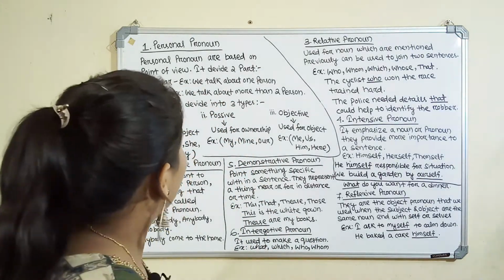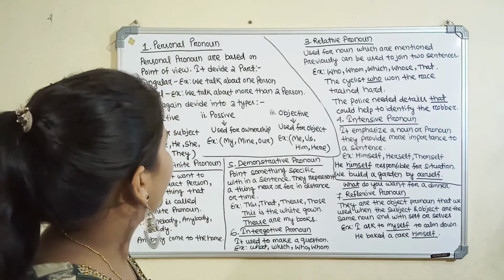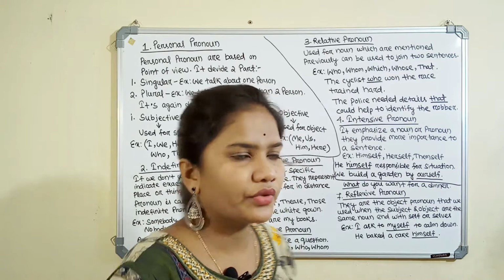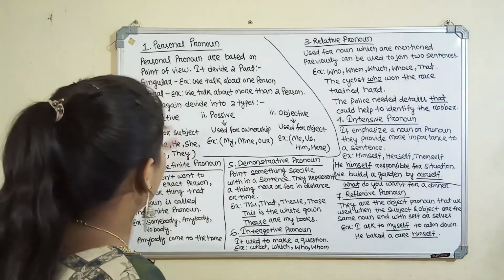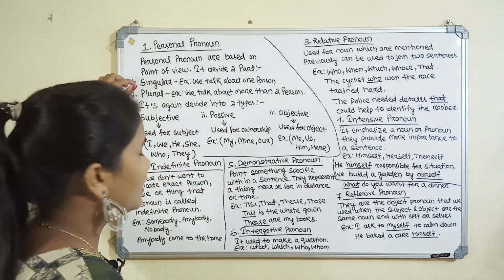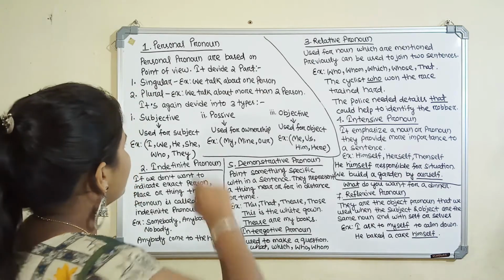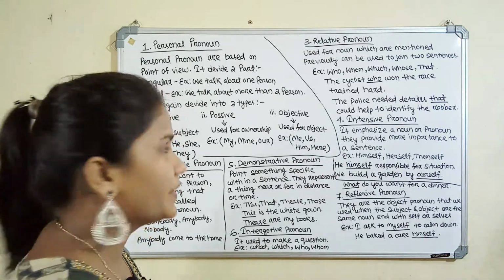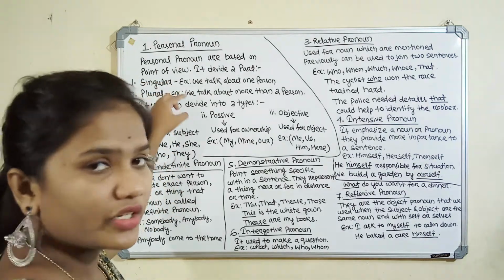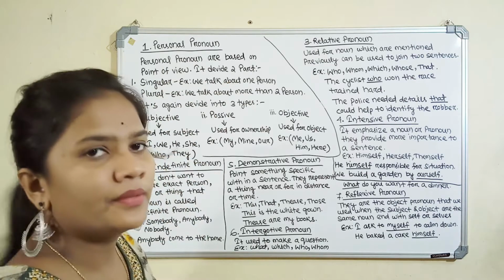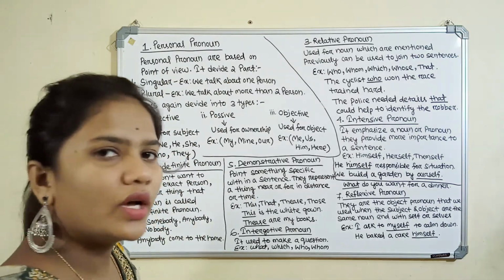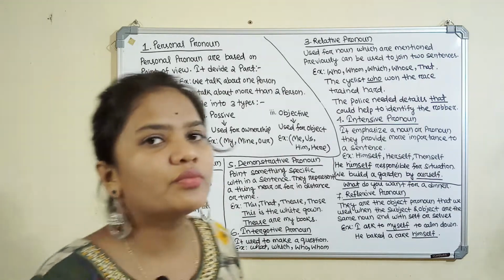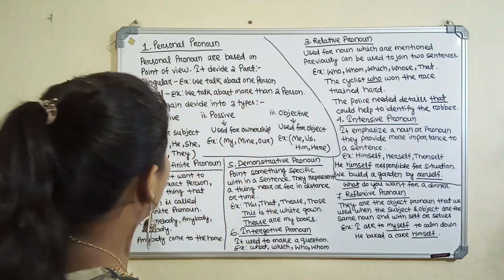Personal pronouns are based on point of view. They are divided into 2 parts, mainly singular and plural. We take a sentence example, then we can understand completely. These are examples of singular, that is, we talk about one person. If we talk about one person, that is called a singular pronoun. If we talk about more than one person, that is called a plural pronoun.